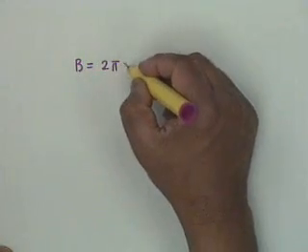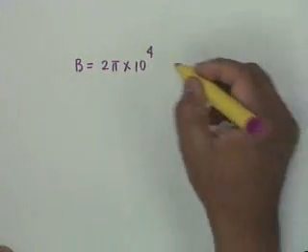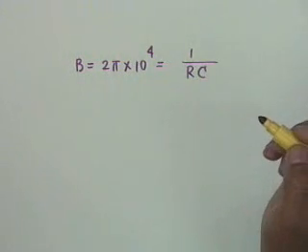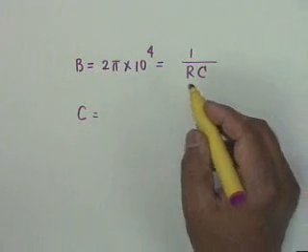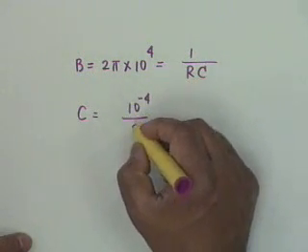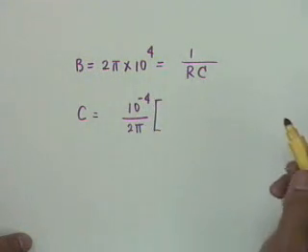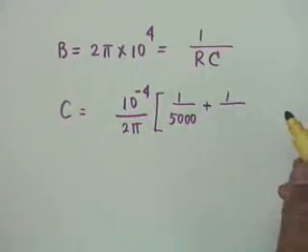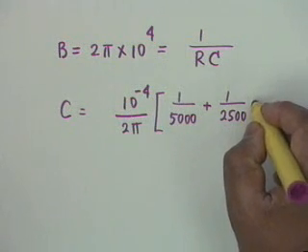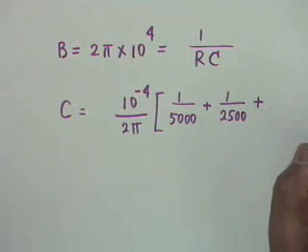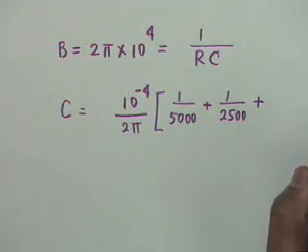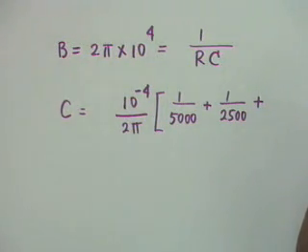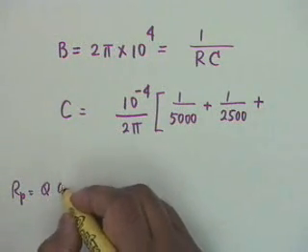Okay, so we take the first specification, that is bandwidth, which is equal to 2 pi multiplied by 10 kilohertz, which is 10 to the 4. This should be equal to 1 over RC, as we have already found out. Therefore, the capacitance that is required is given by C equals 10 to the minus 4 divided by 2 pi multiplied by 1 by R, and 1 by R is 1 by 5K plus 1 by 2.5K, that is 2500, plus 1 by RP. RP is equal to Q omega 0 L, the series Q, obviously.